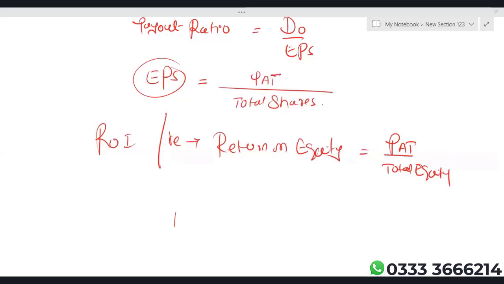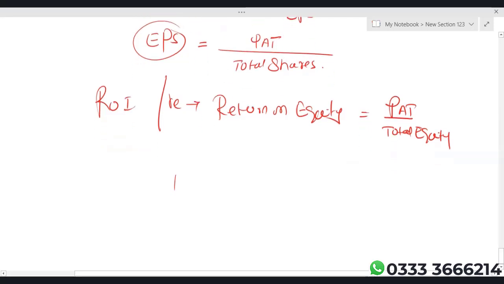Shareholders' return is different than return on equity. In shareholders' return, you will have dividend as well as capital gain. That is shareholders' total return. So total return of shareholders will have two things: one is dividend and another is capital gain. Return on equity is different.